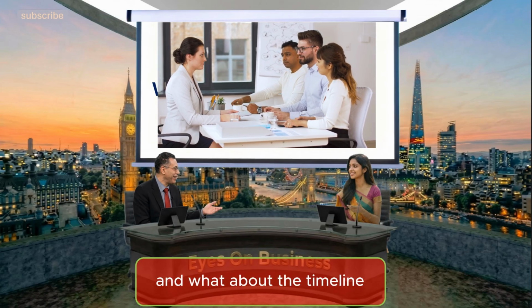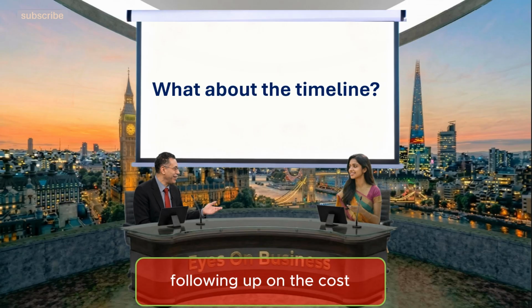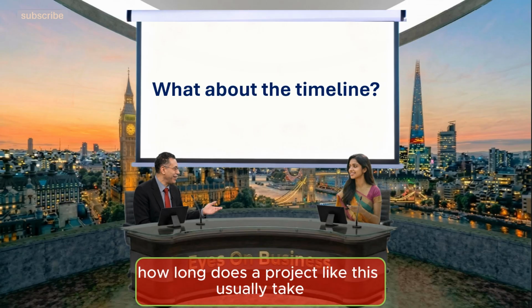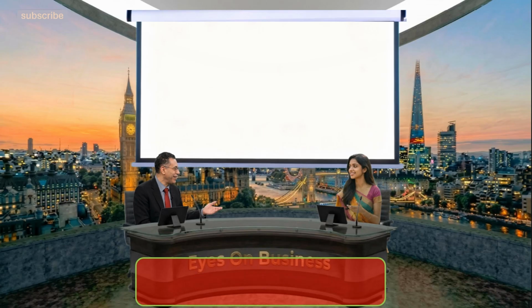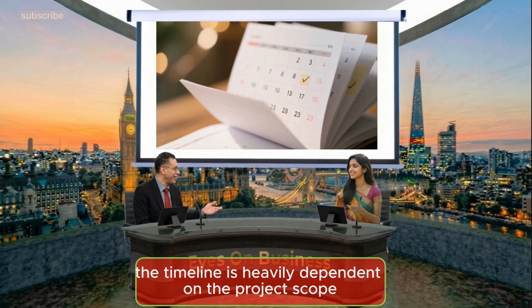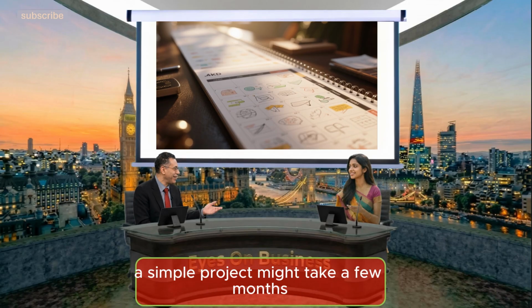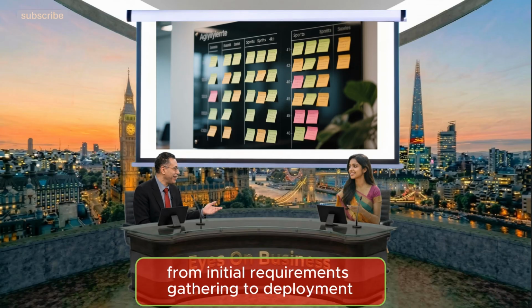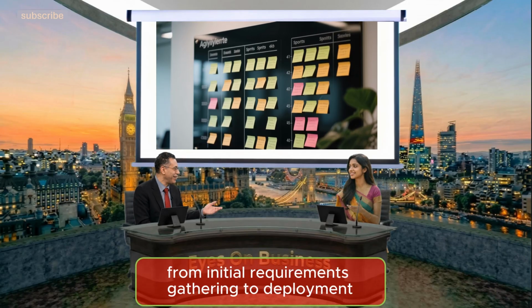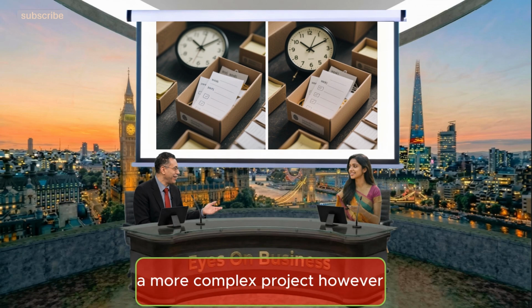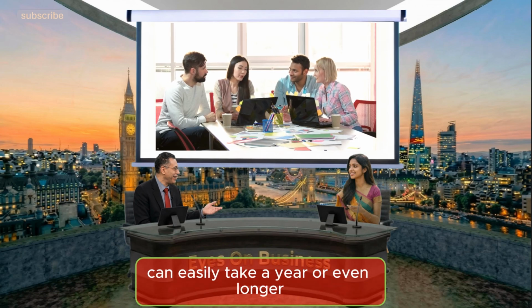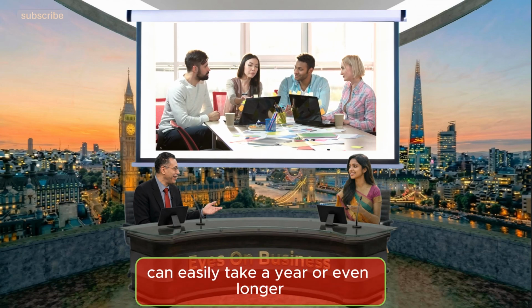And what about the timeline? Following up on the cost, how long does a project like this usually take from start to finish? Similar to cost, the timeline is heavily dependent on the project scope. A simple project might take a few months, from initial requirements gathering to deployment. A more complex project, however, can easily take a year or even longer.